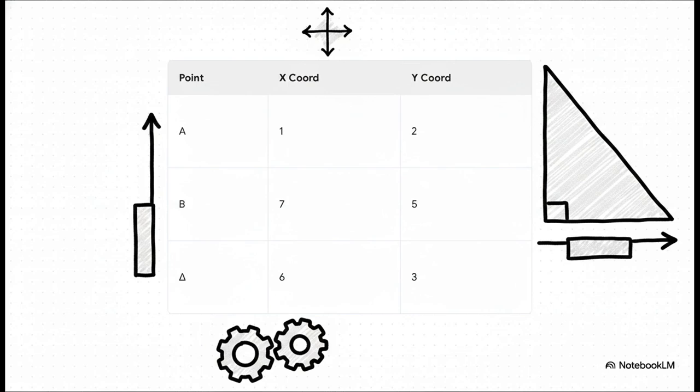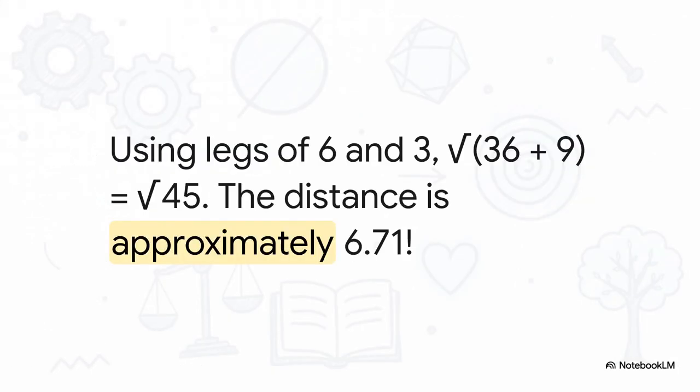We find that hidden triangle by calculating the change in our coordinates. Look at the change in our x-axis. Moving from 1 to 7 means our change is 6. And for the y-axis, moving from 2 to 5, our change is 3. So with an x change of 6 and a y change of 3, we've successfully found the two legs of our invisible right triangle. Plugging those two legs into our trusty formula, 6 squared is 36, and 3 squared is 9. 36 plus 9 equals 45. Now, the square root of 45 isn't a whole number, but when we calculate it, it gives us approximately 6.71 units of distance. Just like that, you've used high-level geometry to navigate a map grid with absolute precision.